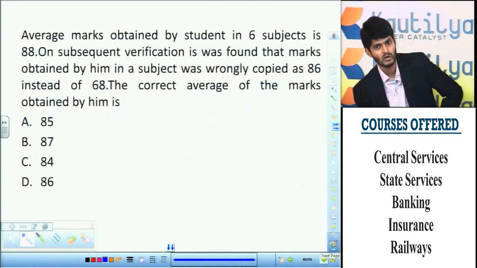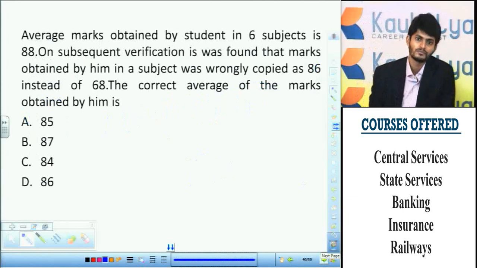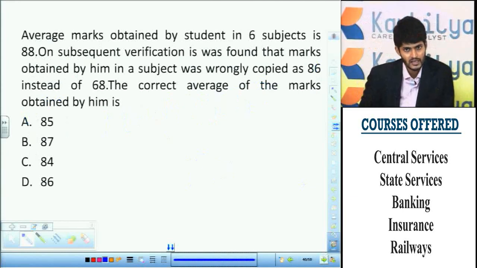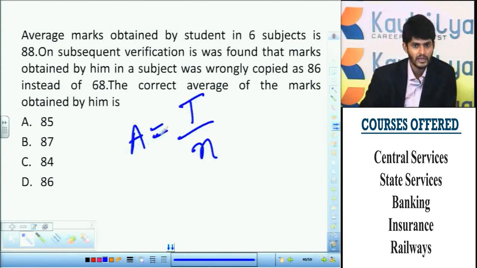Now coming to your concept of average. Basically, if you are studying in a class and I ask you what is the average weight of all the students, what we generally do is add the weight of all the students and divide it by the number of students. So the formula for average would be total value divided by the number of people, or sum of the quantities by number of values.